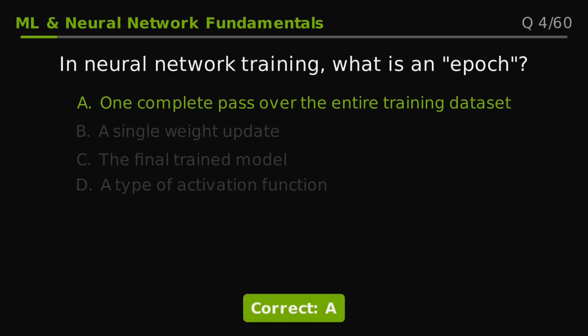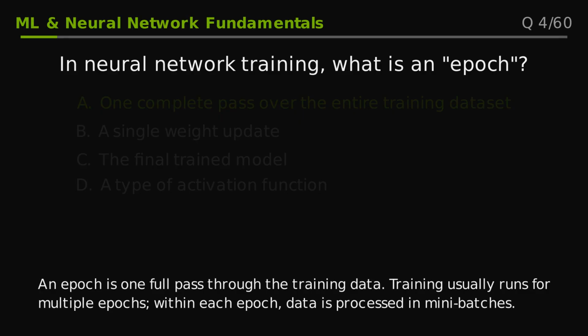The correct answer is A. One epoch is one full pass through the training data. Training usually runs for multiple epochs. Within each epoch, data is processed in mini batches.